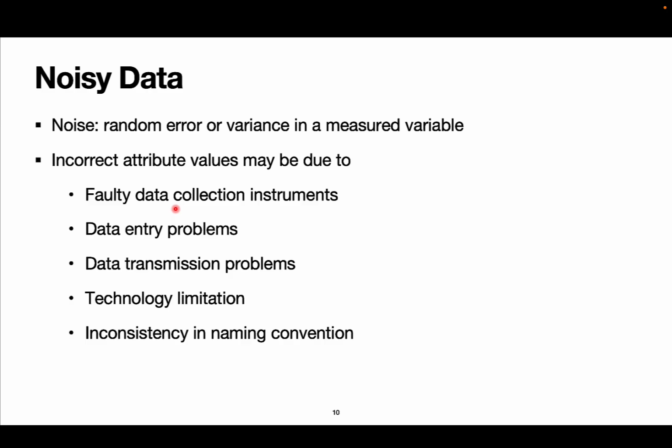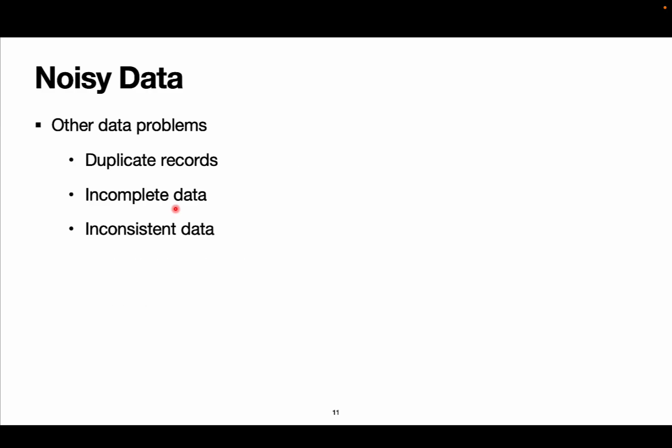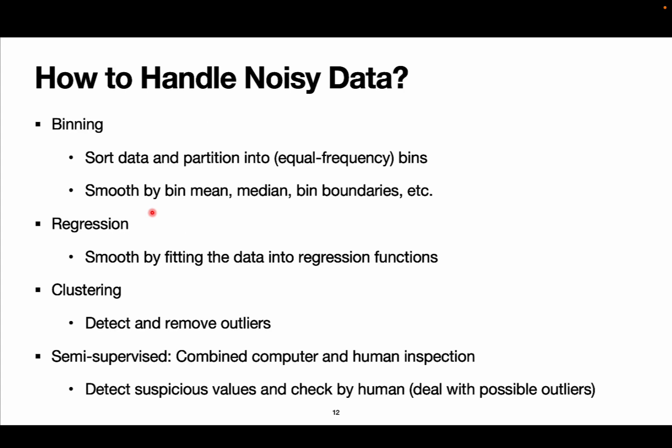Noisy data means that there's an error. And this error can be random or unexplained, something wrong with the equipment or how the data was entered, or even an inconsistency issue. So anything that makes the value incorrect is noise. More examples: duplicate records, incomplete and inconsistent data.